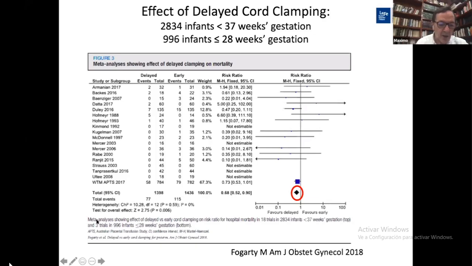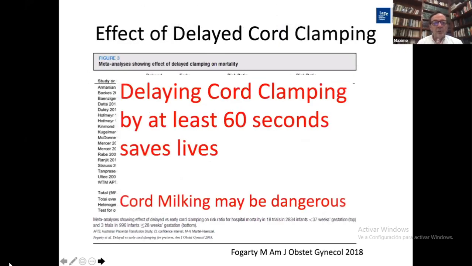Okay, I'll go on. So we were talking about delayed cord clamping. Delaying cord clamping by at least 60 seconds saves lives. So it is important to insist with obstetricians, especially, and midwives, that delaying cord clamping at any gestational age is life-saving and improves the quality of survival.